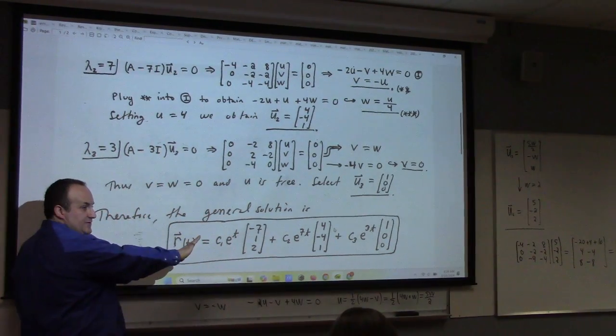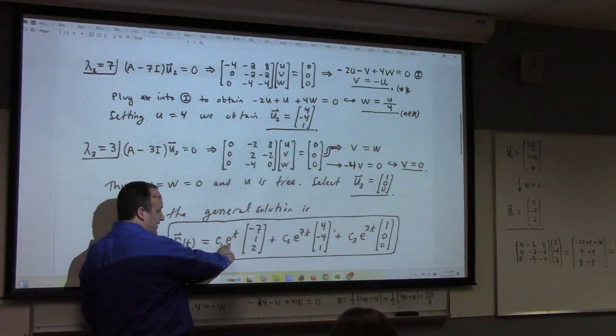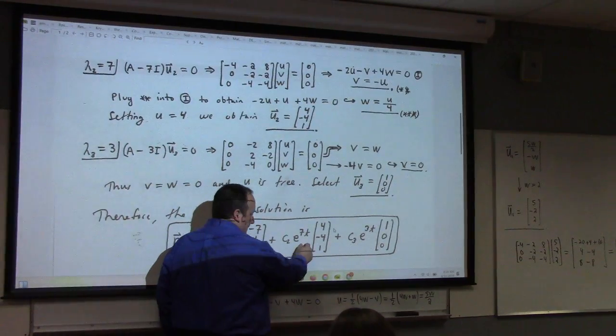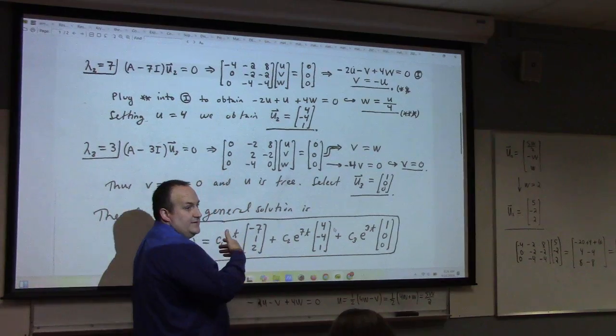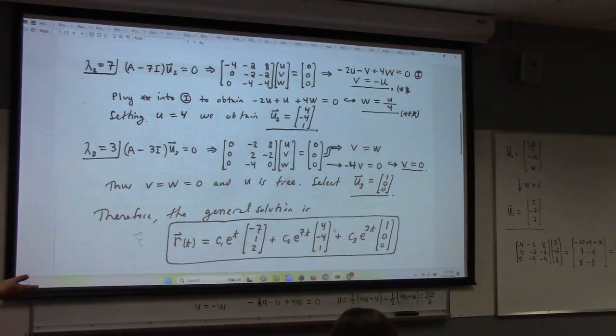And so this is how we put together the general solution, right? We have e to the eigenvalue times eigenvector, and then e to the eigenvalue times the eigenvector, e to the eigenvalue times the eigenvector. This is a third order problem, which means the general solution must have three constants in it like this, all right? So we got that? Okay.